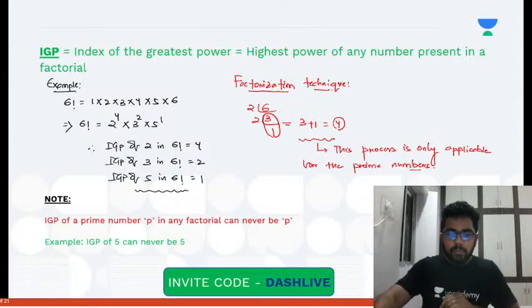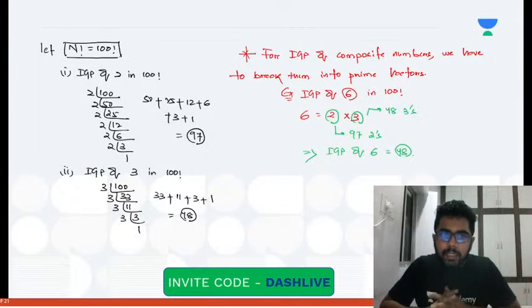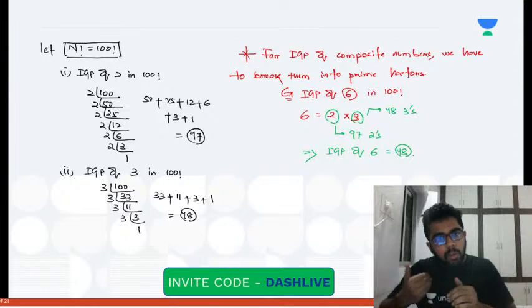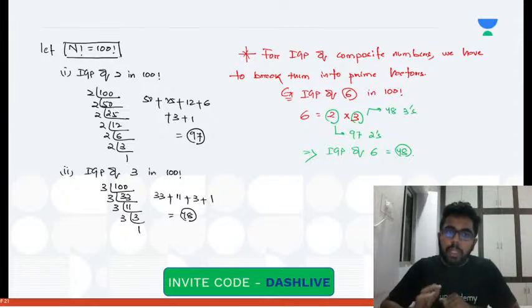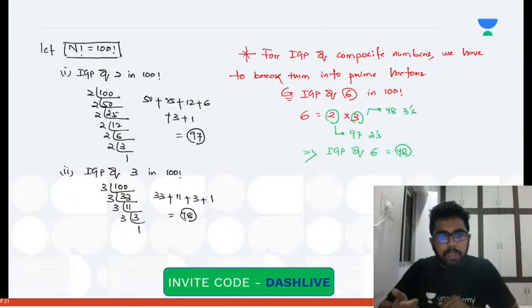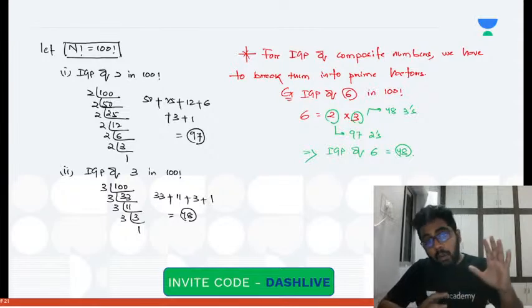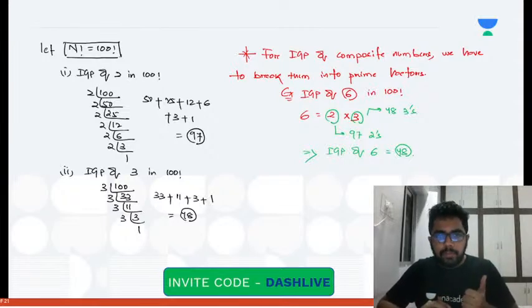Let's see one more example. Let us say I take the number 100 and we'll try and calculate the IGP of 2 and 3 in it. So just look at the way I have calculated the IGP of 2 in 100 factorial. You simply divide 100 by 2. I have just gone with the continuous division, taking the quotients only. Ignore the remainders if you are getting any, just take the quotients. Then 50, 25, 12, 6, 3, 1. I have done this, and then I added all the quotients except the number 100. It's a very simple process to calculate IGP, absolutely easy.